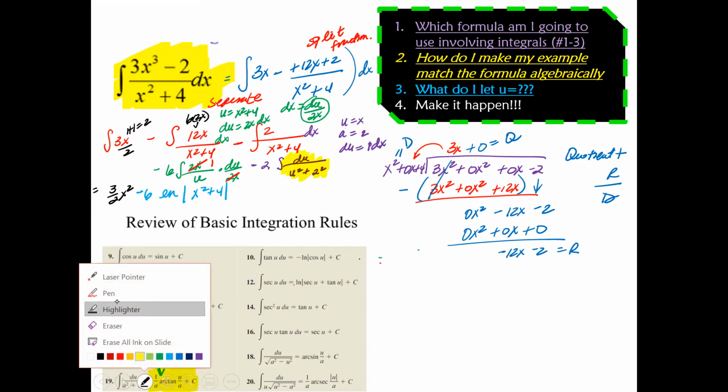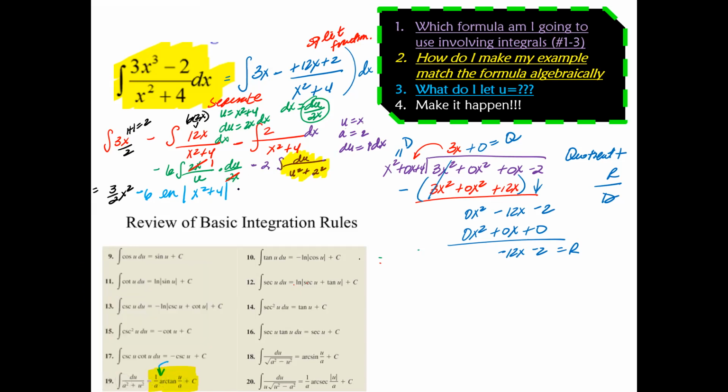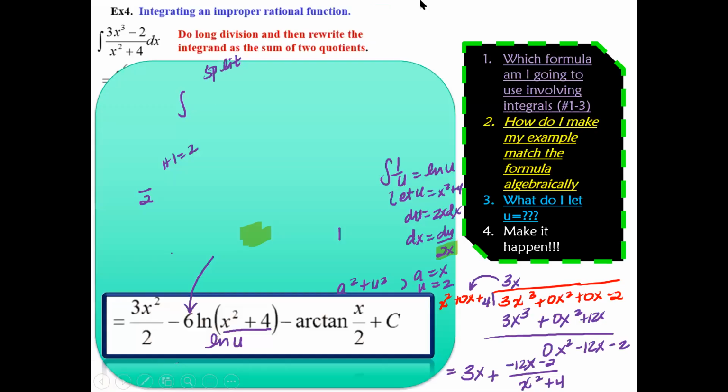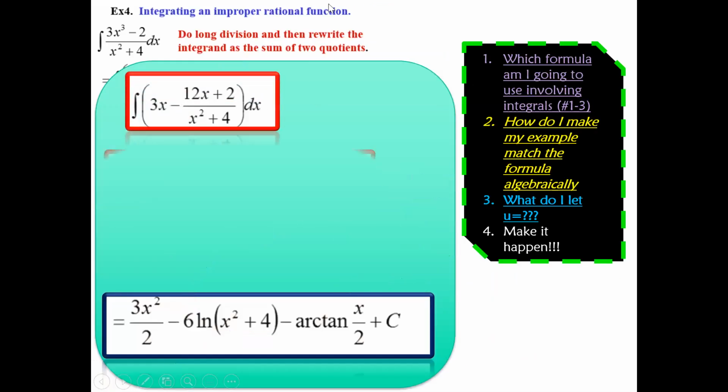So I will have 1 over a, so 1 over a is 2, arc tangent u over a, which is x over 2 plus c. And wow, this one has 3 parts, but this is your answer right here. And no, it will not get harder than this. So this one's pretty difficult.